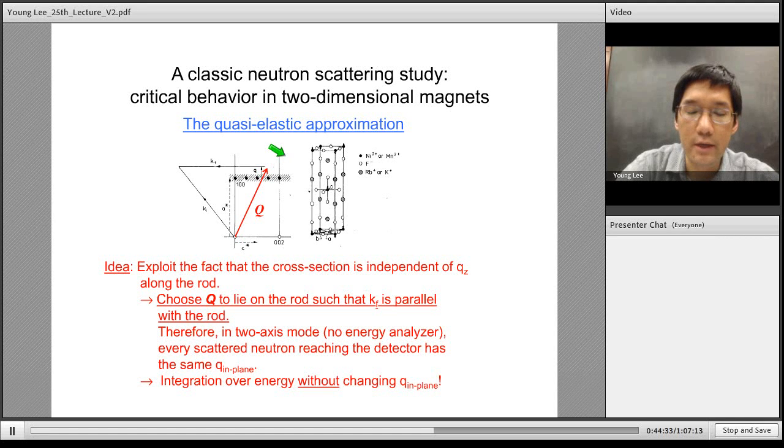You're also integrating over many Qs because, again, they are coupled. However, you are not changing the in-plane Q. That is, you're not changing the Q perpendicular to this rod, you're only changing the Q along the rod. So that's the basic idea. That's the upshot. You can integrate over energy without changing Q in plane. And that's what we want to do, a proper energy integration, and to be able to measure the instantaneous correlations.